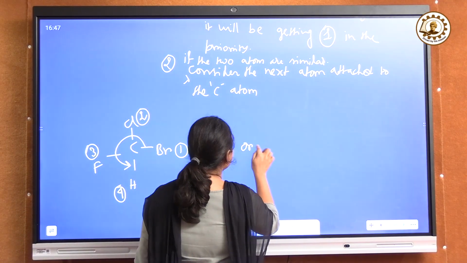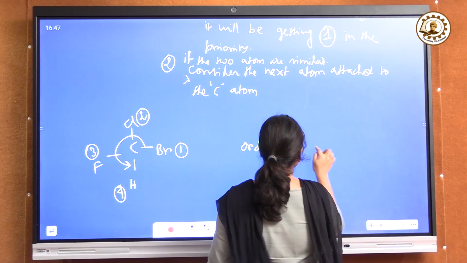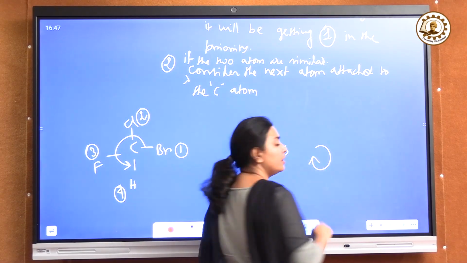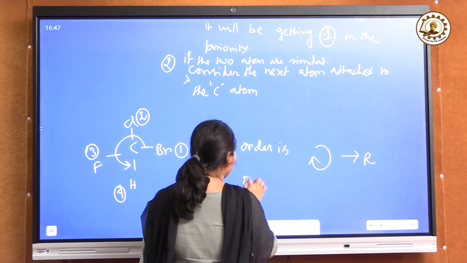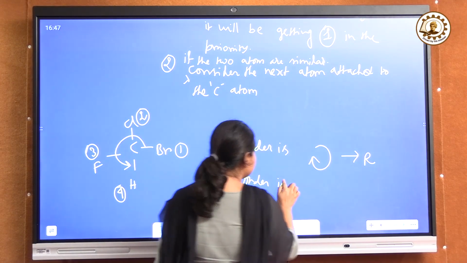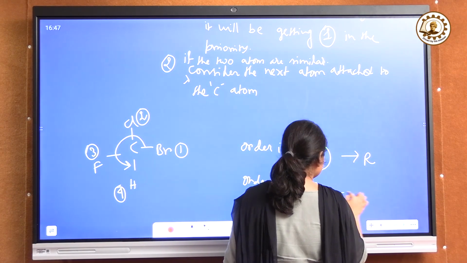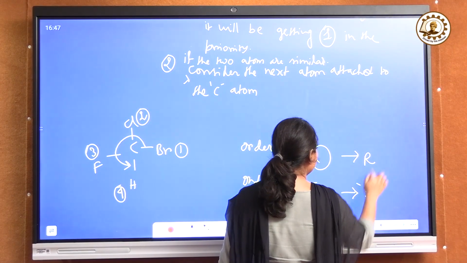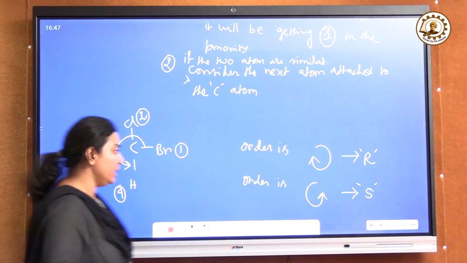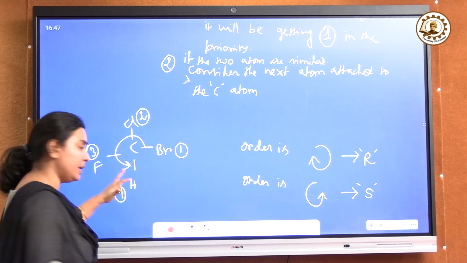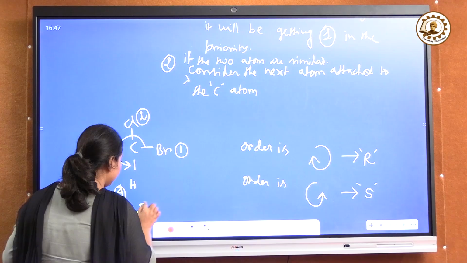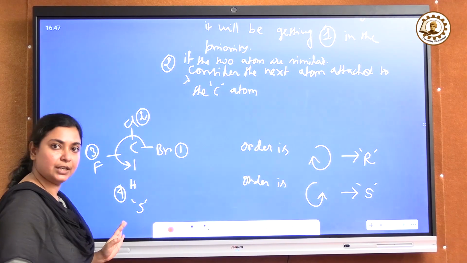If the order is clockwise, then the configuration will be R. And if the order is anti-clockwise, then the configuration will be S. So in this case, the priority order is anti-clockwise, so this configuration will be S configuration.